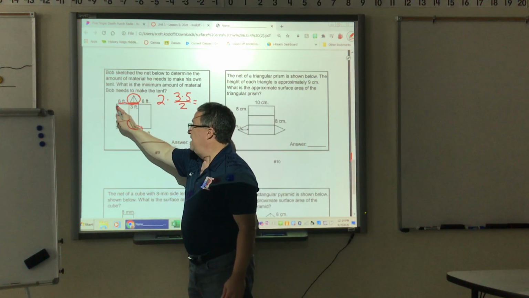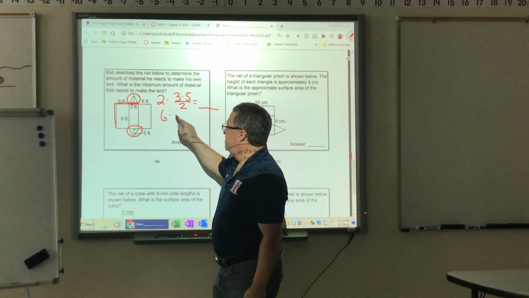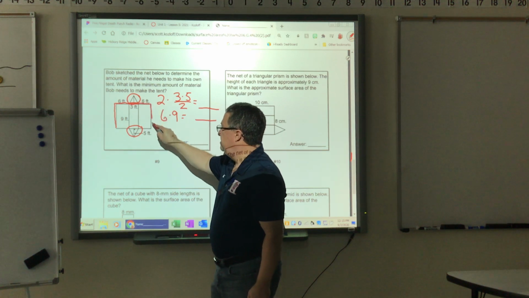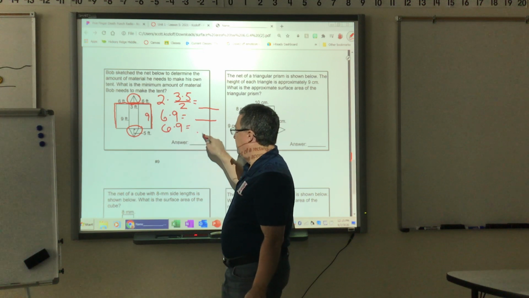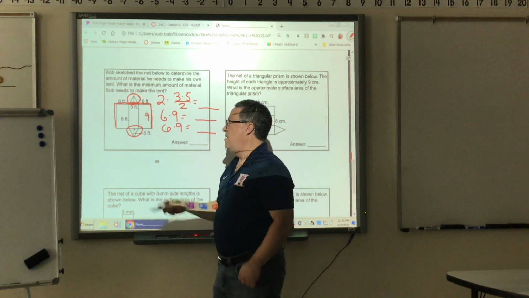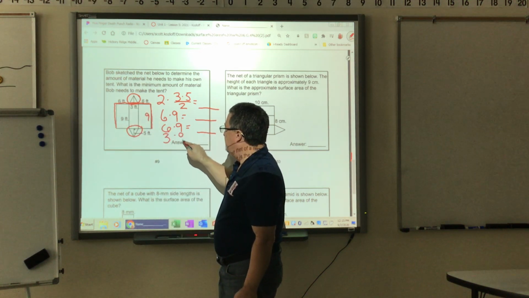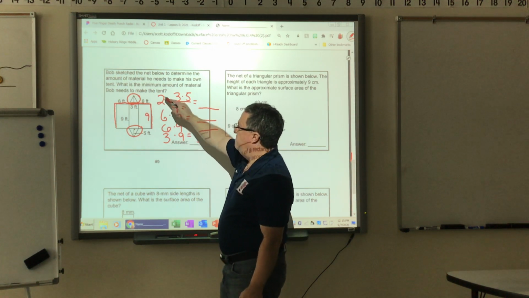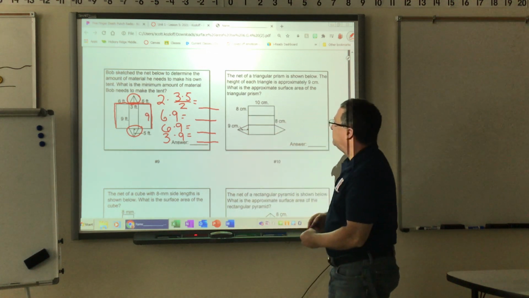Here is a length of 6 and a width of 9, so that's 6 times 9. Here is the same 6 and 9. And in the center, I have 3 as my width instead of 6, but still 9. 3 times 9. 1, 2, 3, 4, 5, and 6 faces. Add them all together, you'll get your answer.